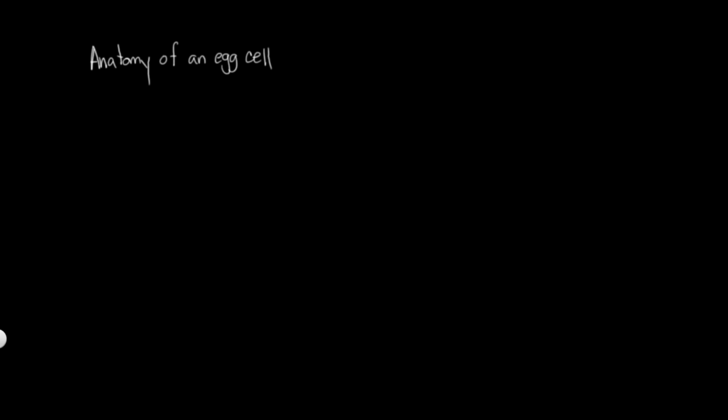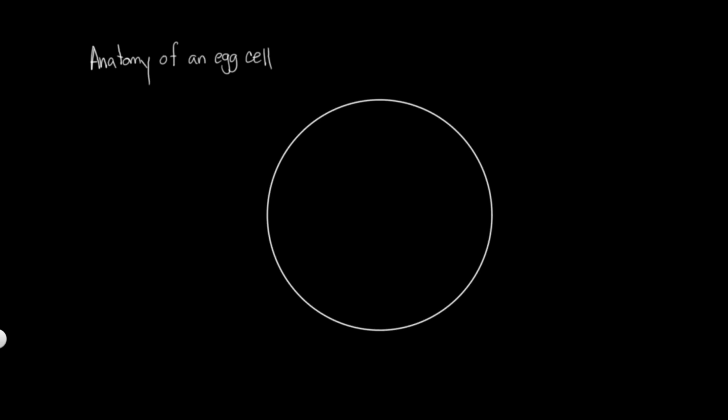So let's talk about the anatomy of the egg cell. It's quite a bit simpler, actually, because most of the stuff we can't really see, and we'll talk more about the stuff that's inside in just a few minutes. So anatomy of the egg cell. This is my egg cell.